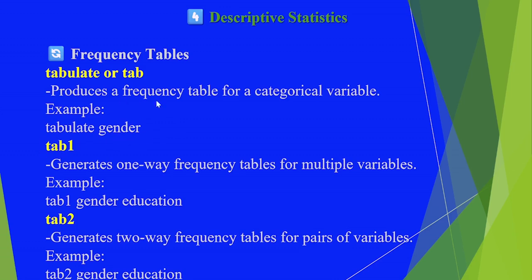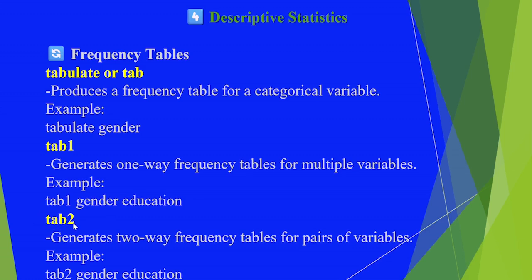Remember, tab or tabulate is for categorical variables. But now let us see what tab1 does. Tab1 will generate one-way frequency tables for multiple variables. So you can have more than one variable to provide their frequency tables. So we have tab1 gender education, which means we need frequency tables for gender and education.